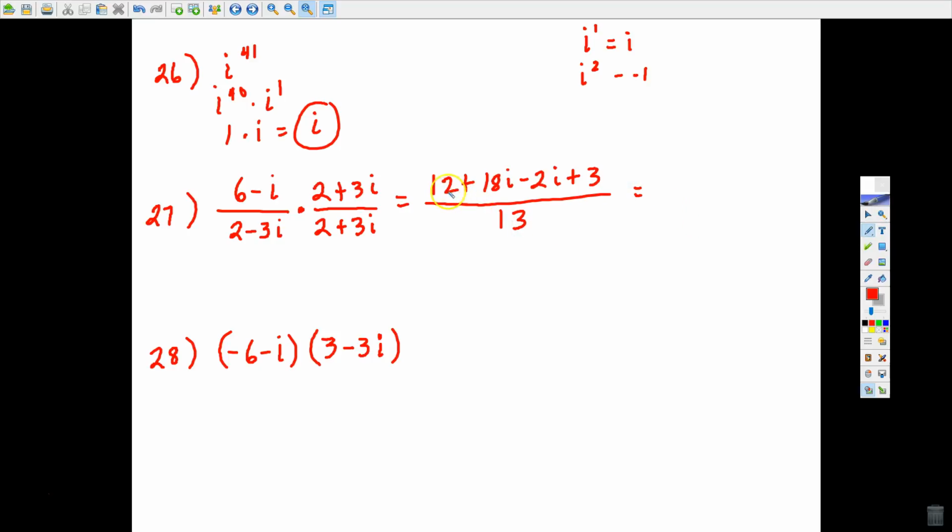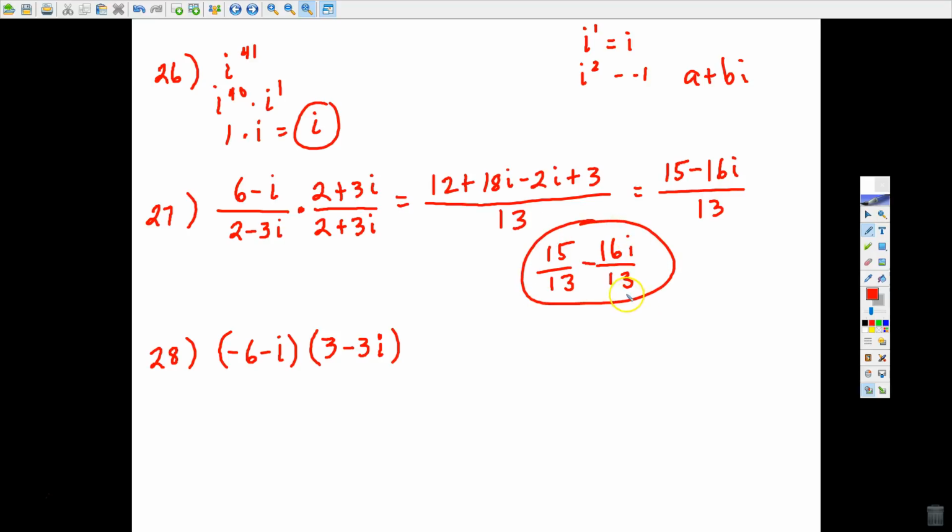And we'll simplify by combining like terms. Start with the real parts first. 12 plus 3 is 15. 18 minus 2 is 16i. And the complex numbers, remember, should always be written like this, and in cases of fractions like this, we're going to break them up into 2 parts. So just divide by 13 into both parts, and that's your answer for number 27.